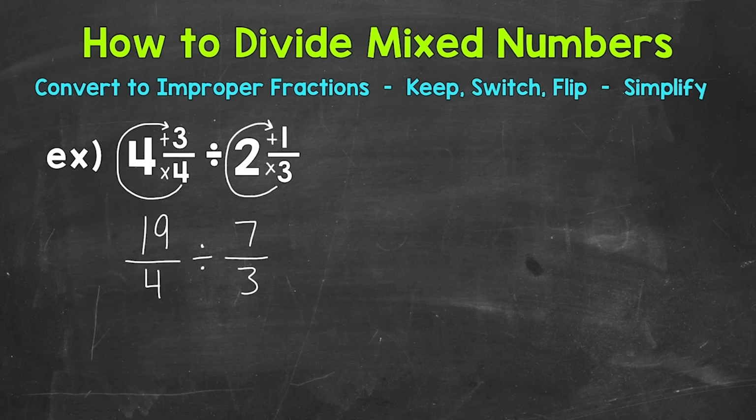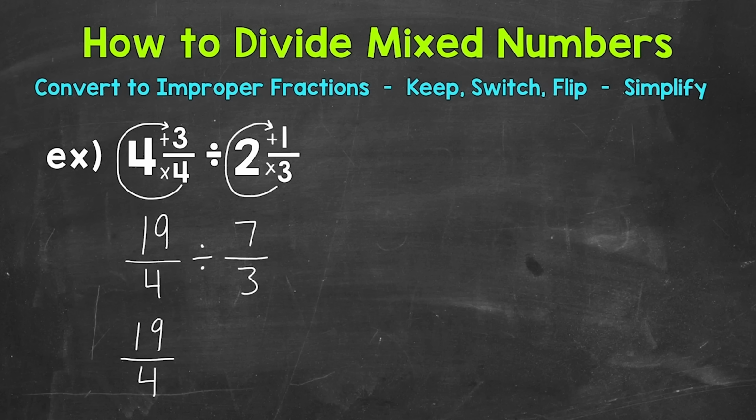Now again, we're converting to improper fractions, so we just have a numerator and a denominator, and then we can go through our steps for dividing these fractions, which we're going to use keep, switch, flip, also known as keep, change, flip. So no matter how you think of it, they mean the same thing. I know there's different words out there for these steps, but in the end, they all mean the same thing. So let's keep our first fraction here, our first improper fraction, so 19 fourths.